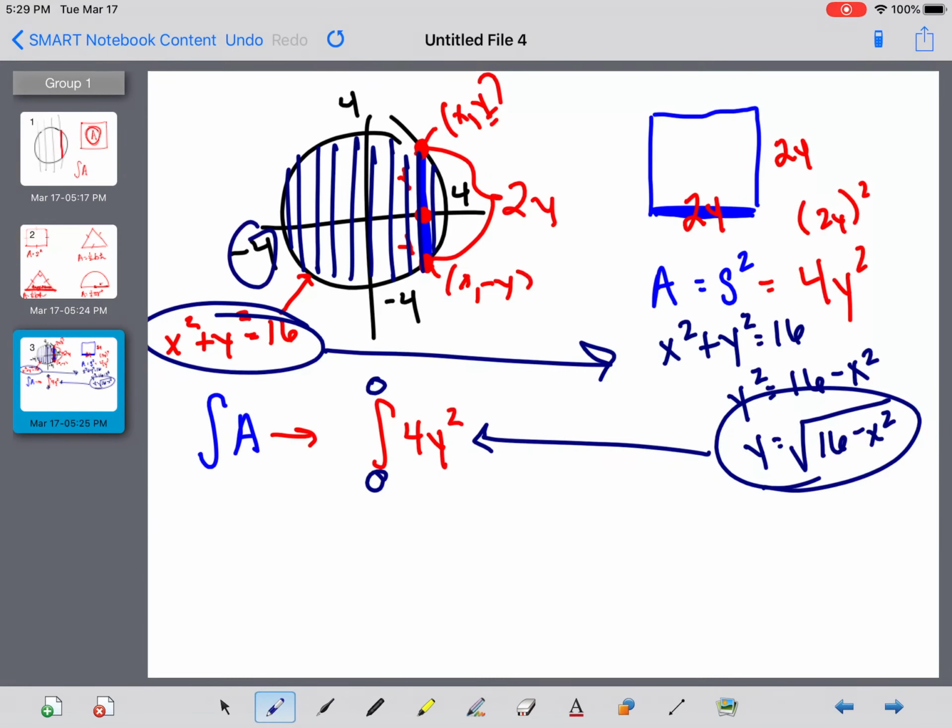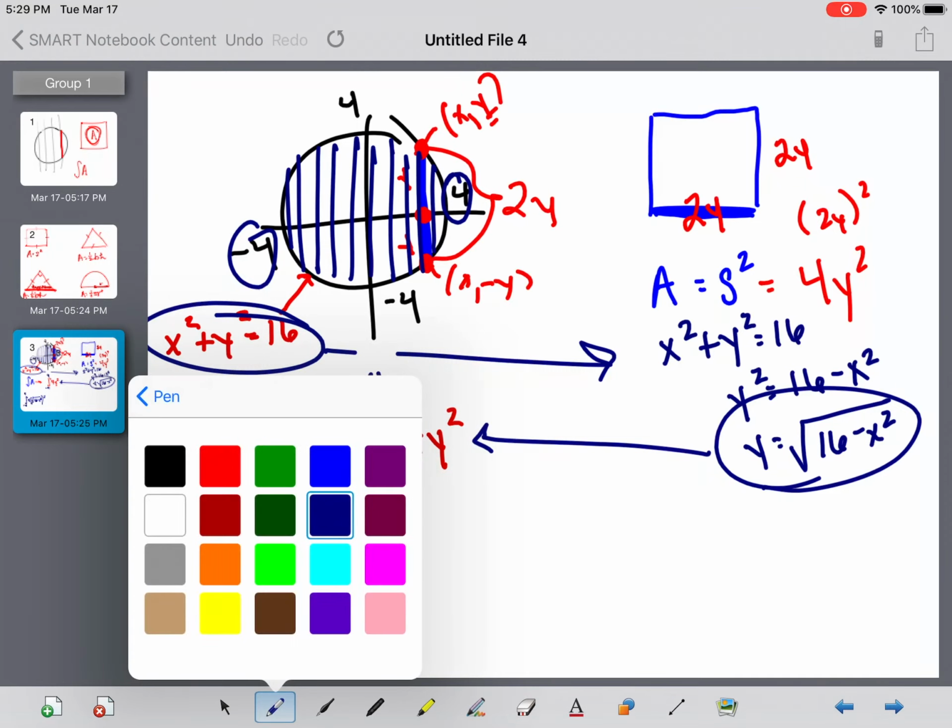So they start and stop where the circle starts and stops. So our integral here is going to go from -4 to +4, because that's where our circle starts and stops. All right, so when I rewrite my integral, I have the integral from -4 to 4 of 4 times y squared, which would be the square root of 16 minus x squared, squared.